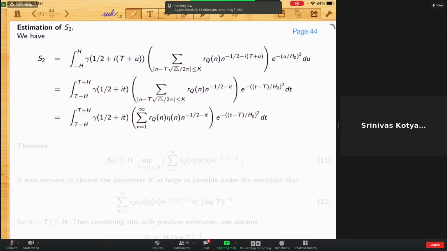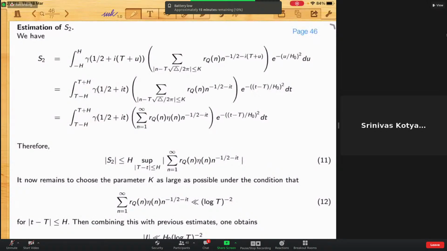And then finally, we have t minus h to t plus h, gamma of half plus it, RQ, this is the smoothing factor. This is 1 whenever n is around t by 2 pi in an interval of length k. Okay, so this is the sum we are looking at. Okay, and hence our S2 is h times the supremum, over t minus small t less than or equal to h, of an upper bound for this exponential sum, this Dirichlet polynomial. Therefore we need to choose the parameter k as large as possible so that h can be made as small as we want. So the objective is to show that this sum is less than some t to the power minus epsilon, whenever t and small t are at a distance of h.